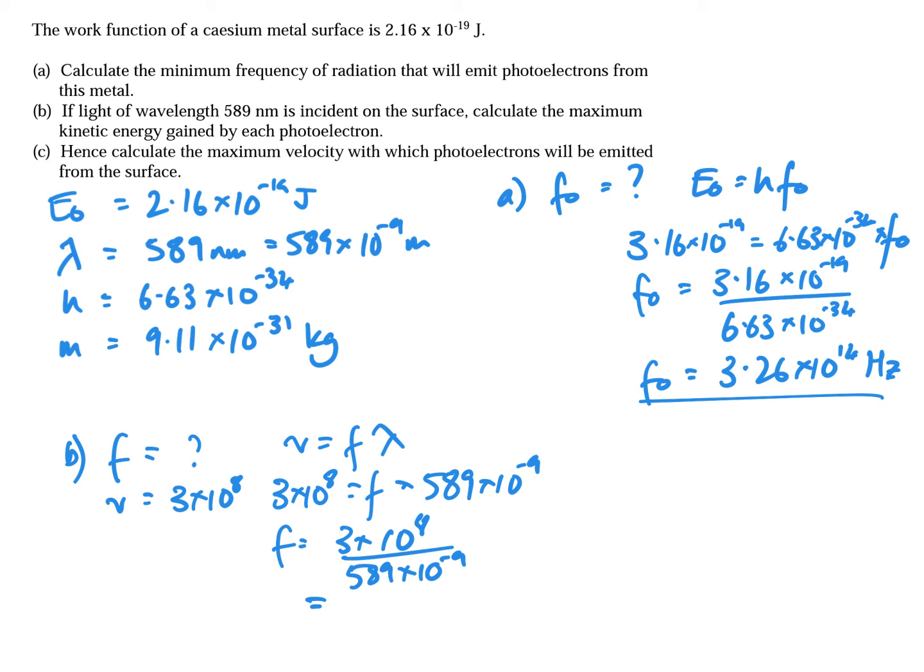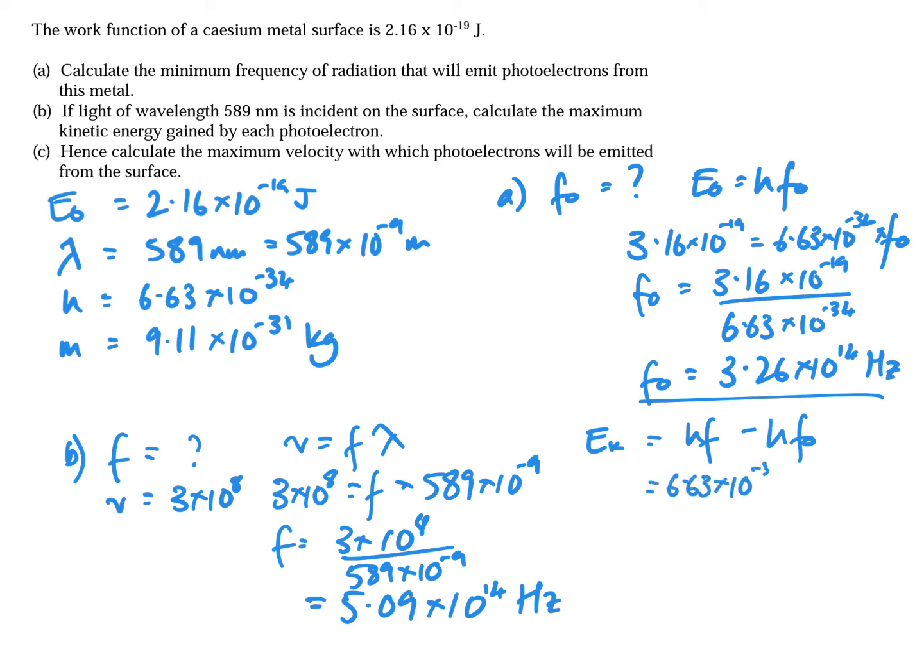And that gives us the value of f as 5.09 times 10 to the 14 hertz. But that's not the final answer. The question we're actually being asked is a maximum kinetic energy. And the reason I was using the wavelength to work out the frequency is, remember, our maximum kinetic energy formula is given by hf minus hf naught. So just plug in all the values.